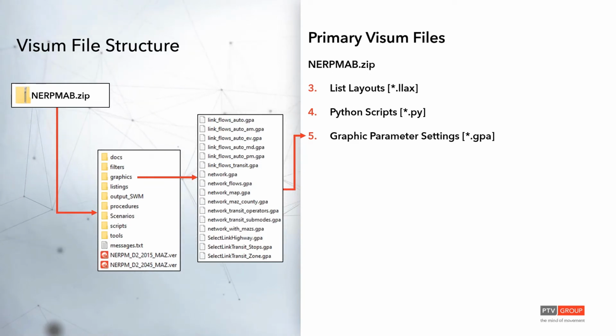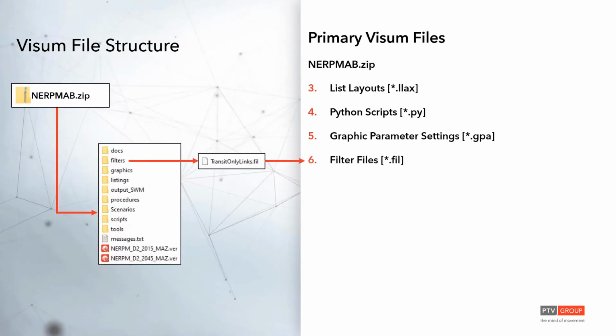So let's say after you completed an assignment, you want the link flows to be displayed in a certain way for a very specific analysis, and then you want to save those settings for future use. When you do another run, you want to do a similar visual analysis, so you can save those visual settings in a graphic parameter settings file. Again, in this training, we'll go through how to create some of these GPA files, and how to reload them for repetitive tasks.